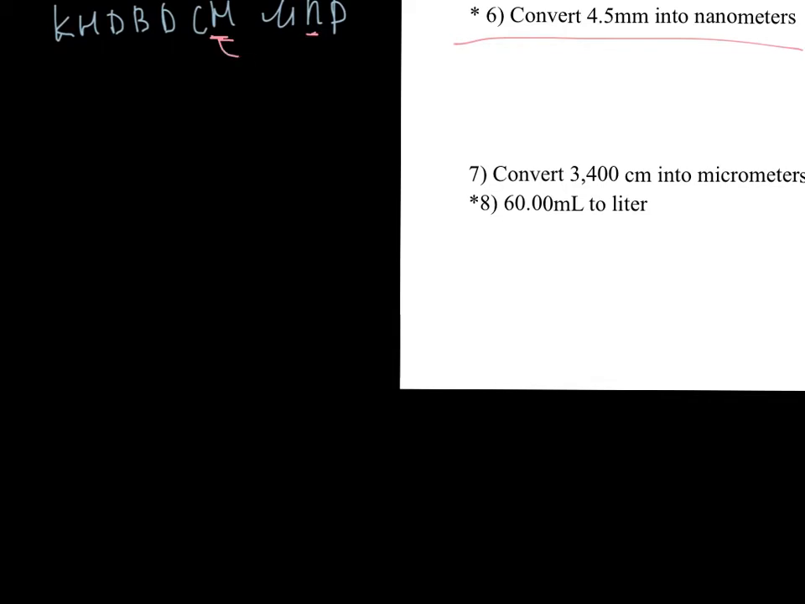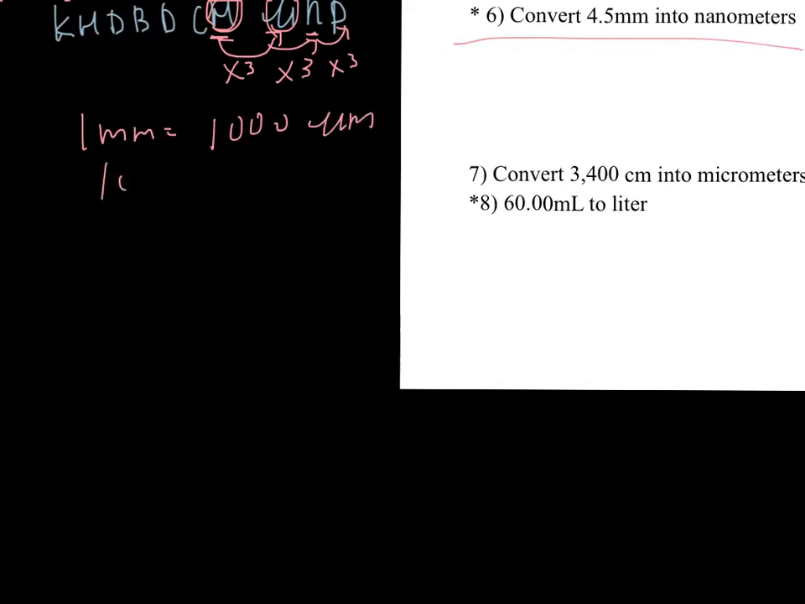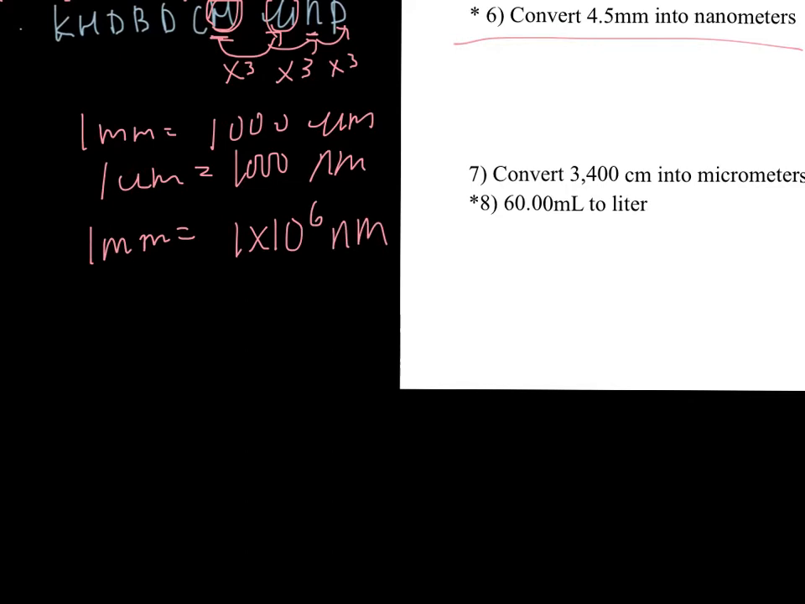Recall that anytime I move from milli to micro, it's by times 3 zeros, and from micro to nano is also by 3, and from nano to pico is also by 3 zeros. In other words, in 1 millimeter, there are 1,000 micrometers, and in 1 micrometer, there are 1,000 nanometers. So you combine the two and you get 1 millimeter is equal to 1 times 10 to the 6 nanometers.